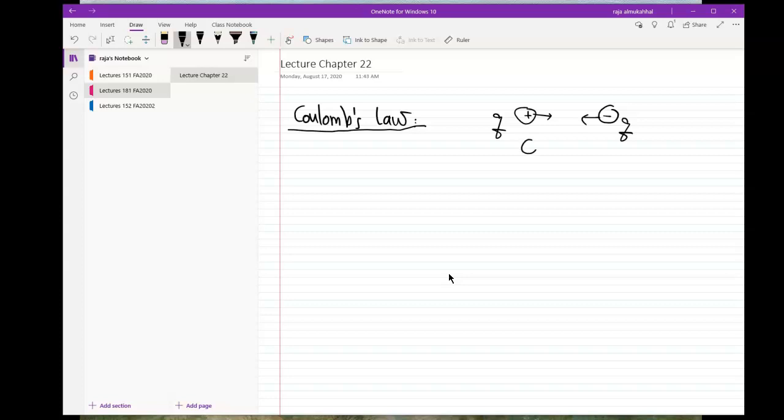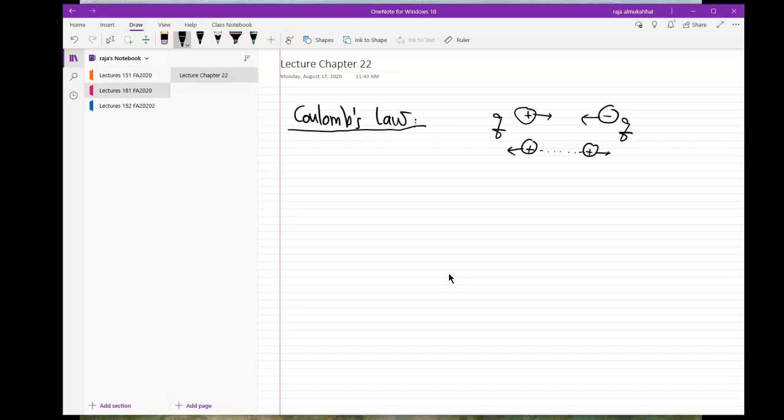And like charges, such as positive, they repel each other. Okay, we all learned that back in middle school science and so on. Coulomb's law allows you to measure the force between the two charges, whether that force is attractive or repulsive.